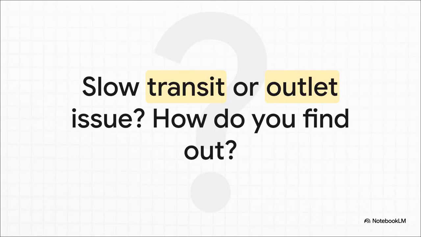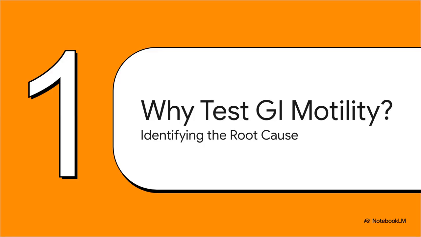Okay, let's start with a classic scenario. You have a patient with chronic constipation, and nothing you've tried is working. The big question is, why? Is their entire colon just sluggish, what we call slow transit? Or is there a problem right at the very end, an outlet issue? This is exactly the kind of clinical puzzle where motility testing lets us stop guessing and start getting some real, concrete answers.